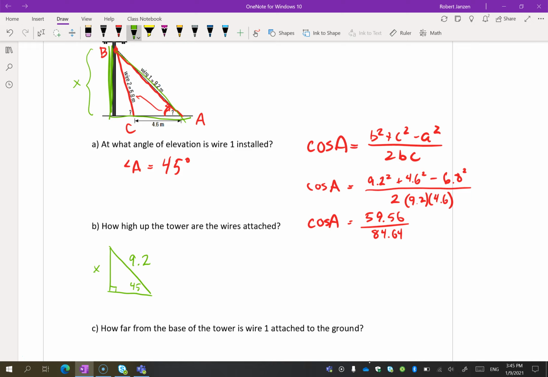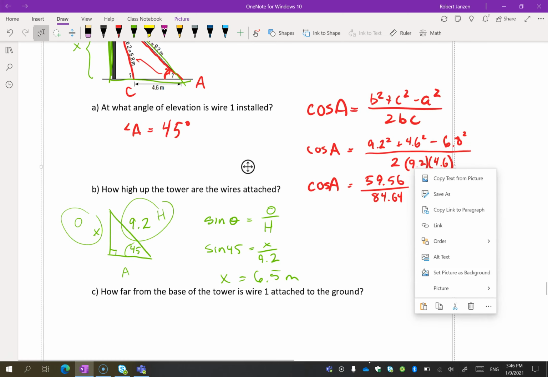Okay, so this one is actually a trig question. We are going to use sine, cos, or tan. Which one are we going to use? Well, this is the opposite side, this is the hypotenuse, and this is the adjacent. We're going to use opposite over hypotenuse, which is sine. So you get sine of 45 is x over 9.2. And if you do your cross multiplying, you end up with x is 6.5 meters.